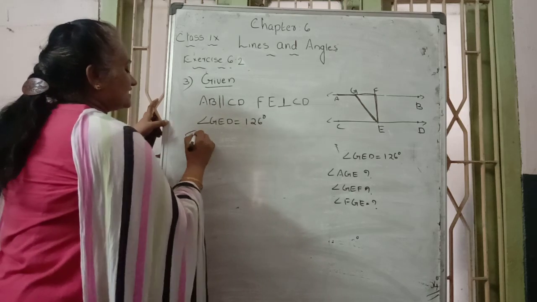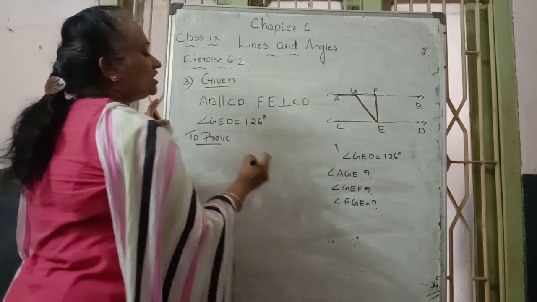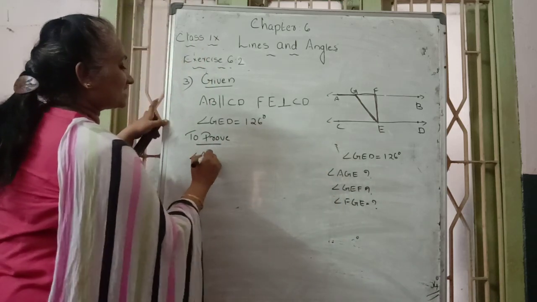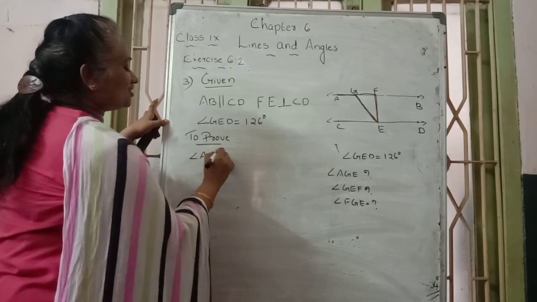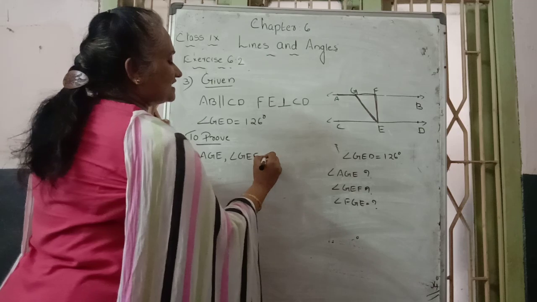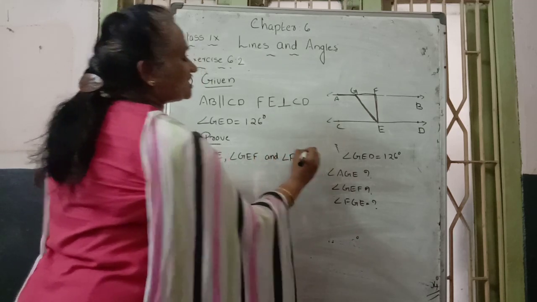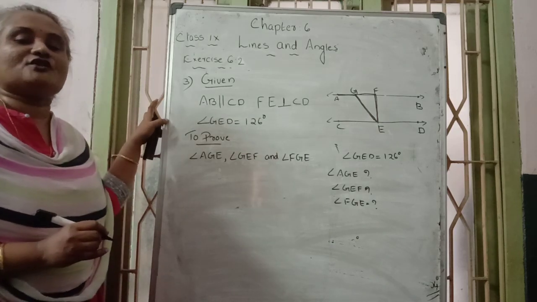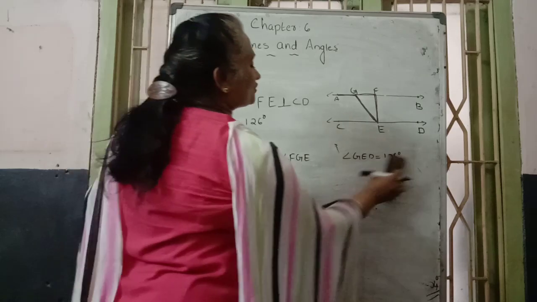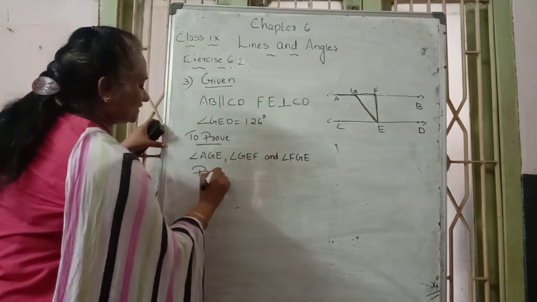The next step, the second step: what do we want to prove? We find out the values of these three angles. Which are the three angles? Angle AGE, angle GEF, and the third angle, angle FGE. For these three angles we want to find out the values. That is the meaning of this question. How to do it? The next, third step, is the proof.